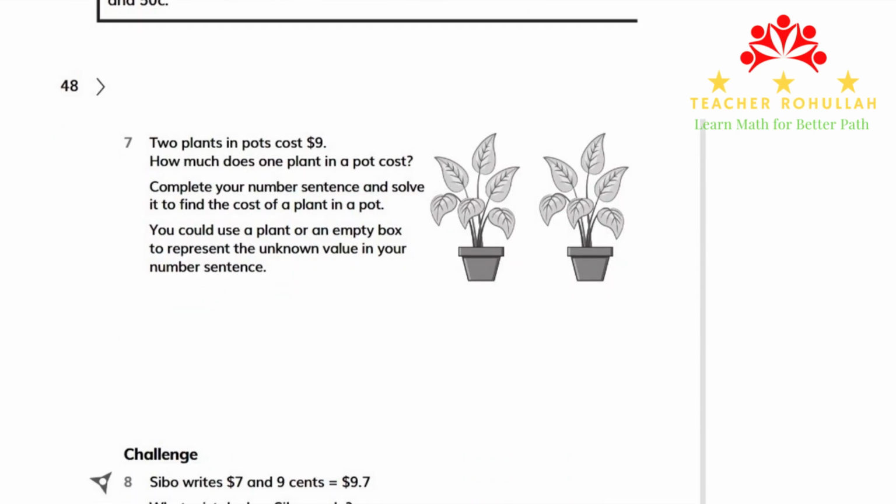In question number 7, it says, 2 plants and pots cost $9. How much does 1 plant and a pot cost? Complete your number sentence and solve it to find the cost of a plant and a pot.